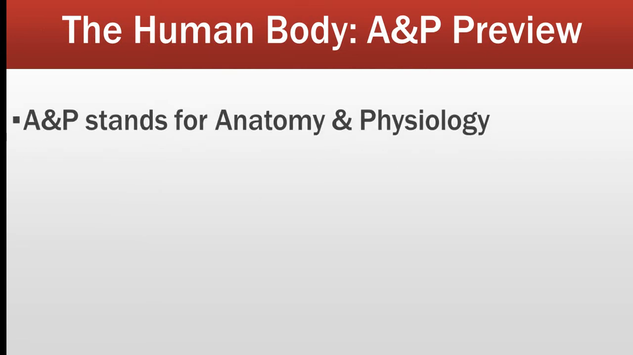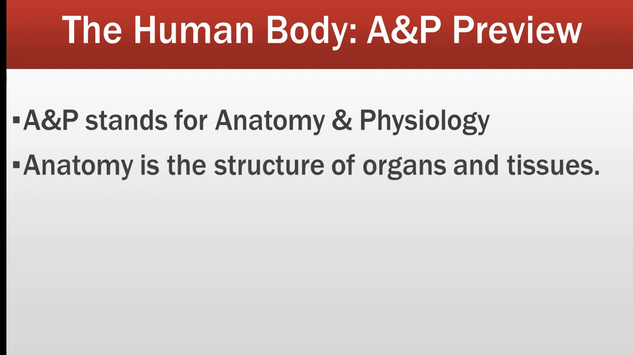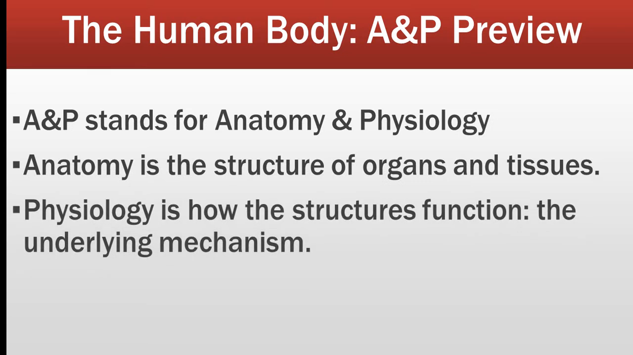All right, there we go. So let's do our little A&P preview. Okay, A&P stands for Anatomy and Physiology. Anatomy is the structure of organs and tissues. What do they look like? What kind of cells are in there? Physiology is how it functions. Okay, how that structure functions, the underlying mechanism. So where anatomy is pretty straightforward, physiology is actually quite complex.